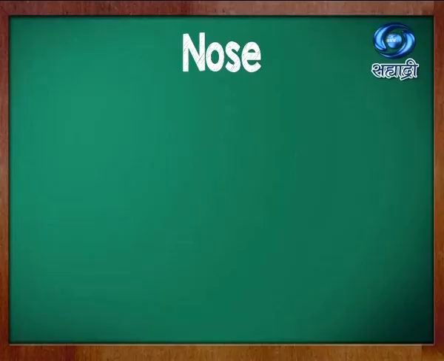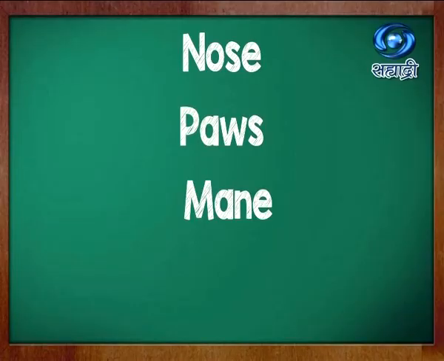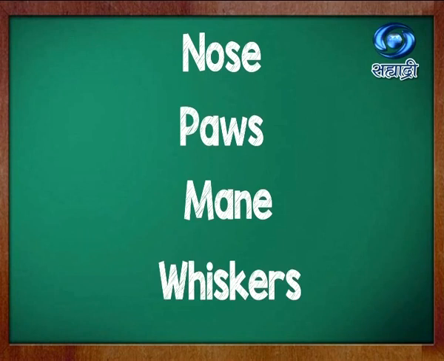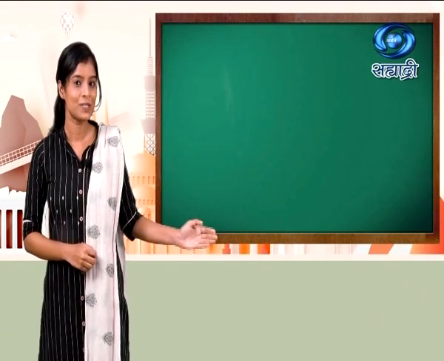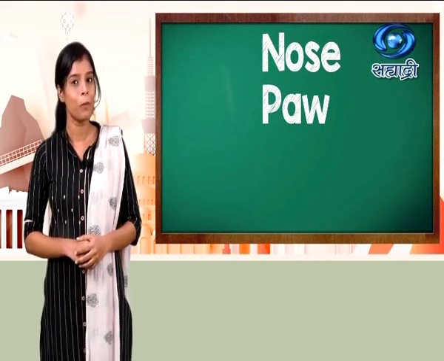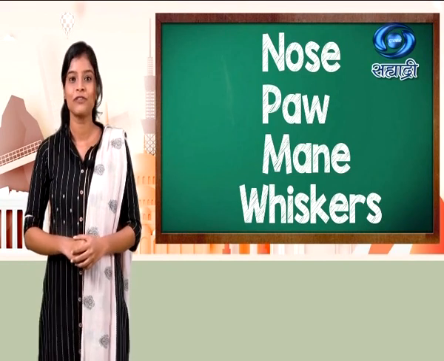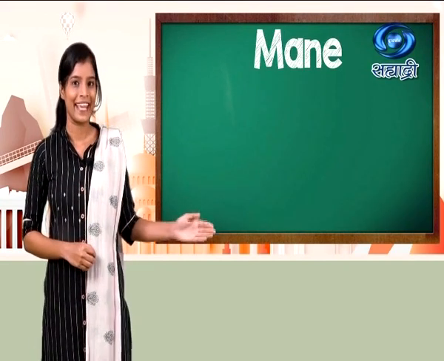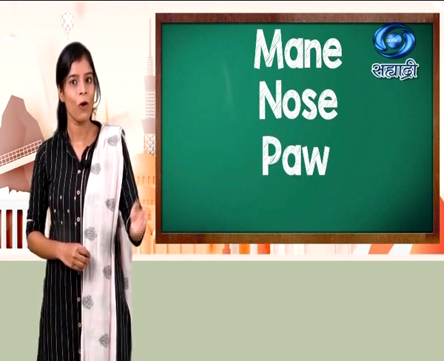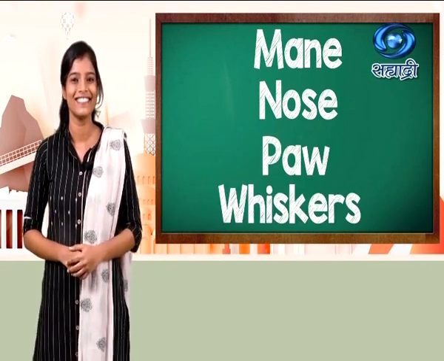Let's start with an activity. What you have to do is, on your screen, you will see a few words. You have to arrange these words alphabetically. The words here that you see are nose, paws, mane and whiskers. The correct answer for this would be mane, nose, paws and whiskers.